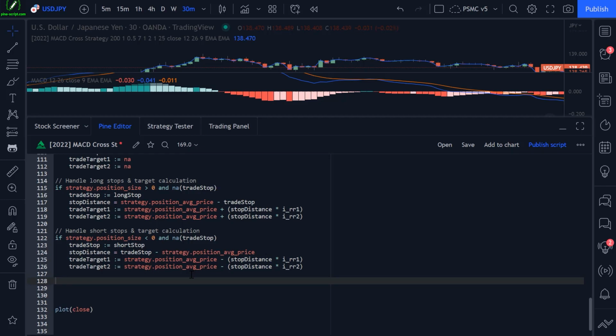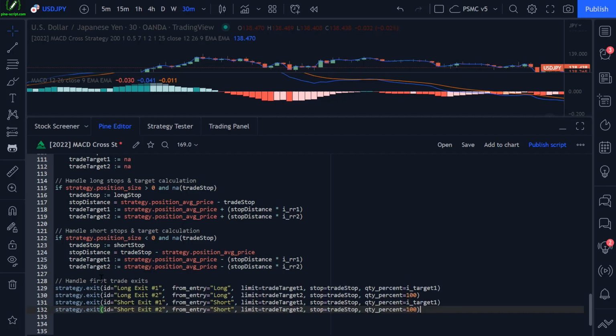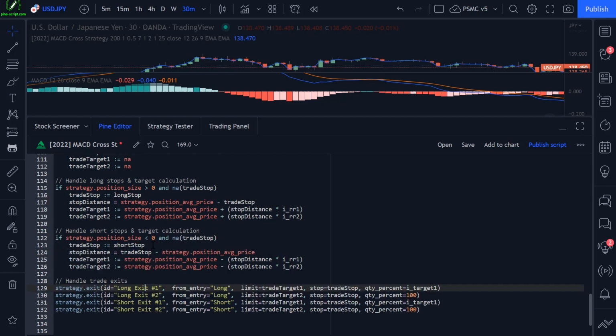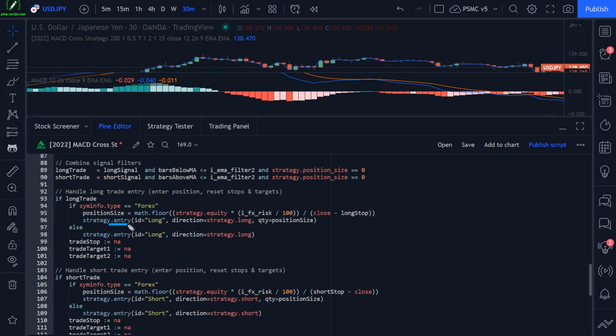The next thing is handling our trade exits. So let me explain what these 4 lines of code here do. The first 2 are for our long trades. We have 2 exits, exit number 1, exit number 2. Exit number 1 exits from entry. So the from entry is the trade ID that we want to exit. In this case of our long exit, we want to exit this entry. Both of these entries, only one of these will get executed depending on which market type we are on.